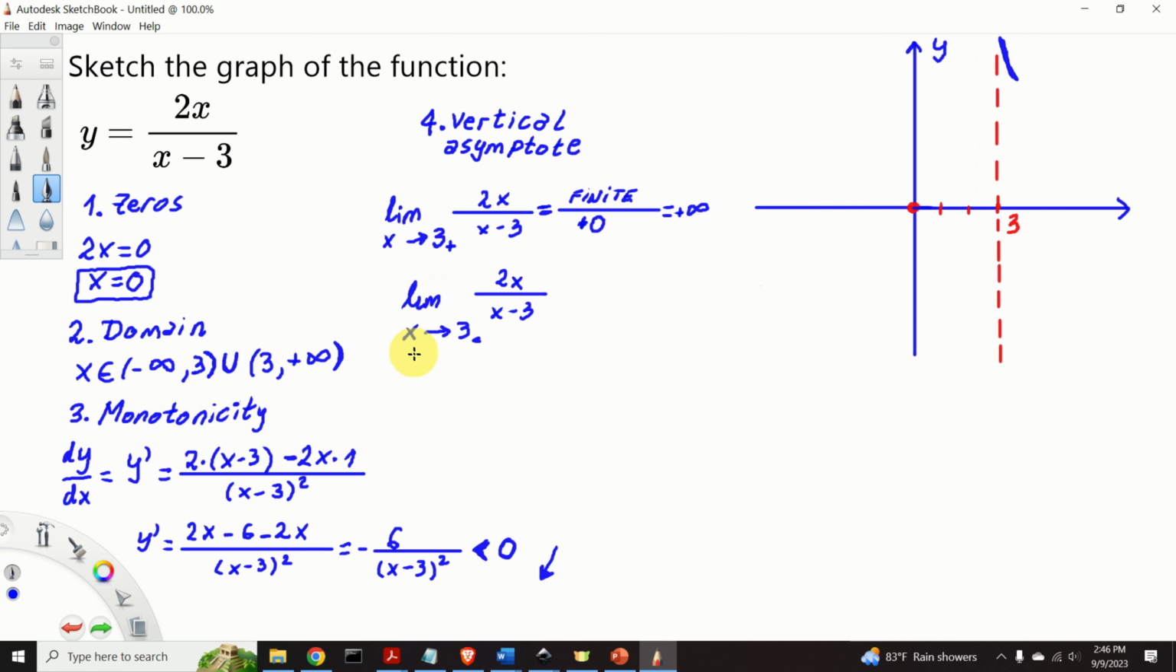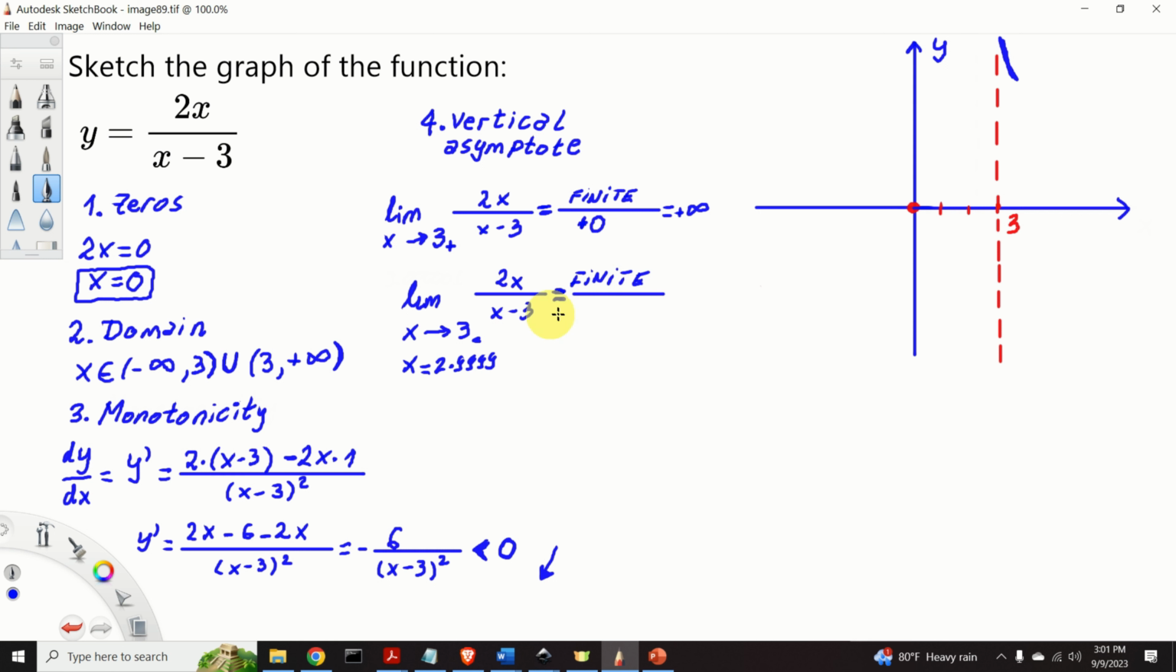For example, x can be 0. Actually not 0, we should be careful here, 2.99999, for example. In the numerator of this expression, we obtain a finite number. This is because 2.999 multiplied by 2 is something very close to 6, however smaller than 6. So we have finite.